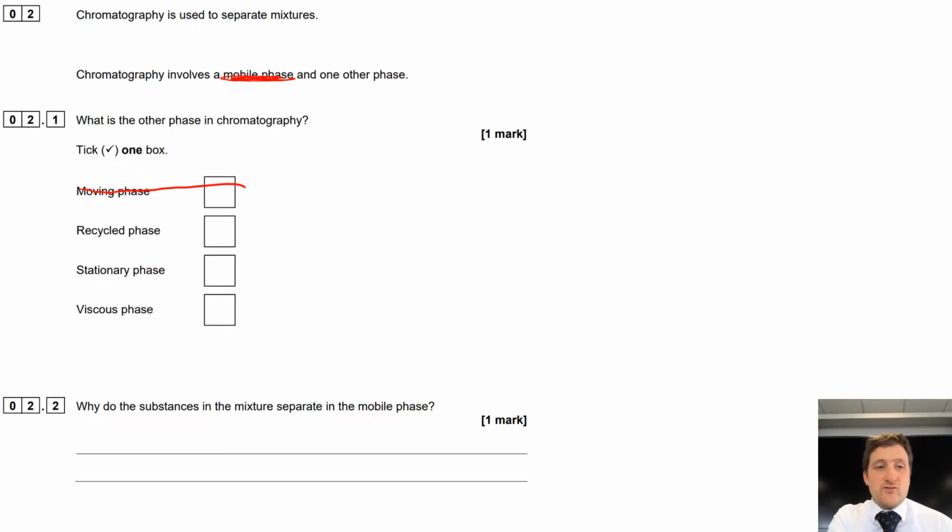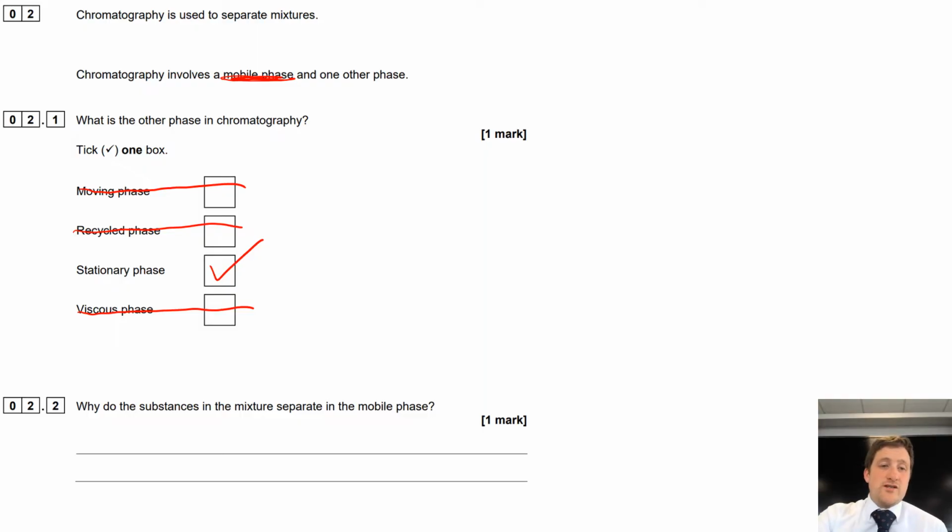There's no such phase as recycled phase. Recycling, when we talk about recycling metals or glasses, but not to do with this. And they've already told us, well, they haven't told us, I should say, but viscous phase, we only use the word viscous when we're talking about hydrocarbons and separating crude oil. So it's not viscous. The only one it could be is stationary phase.